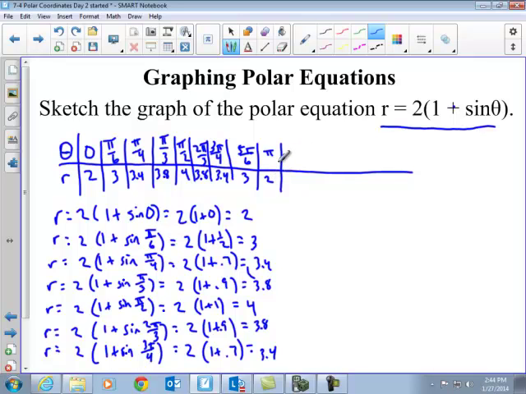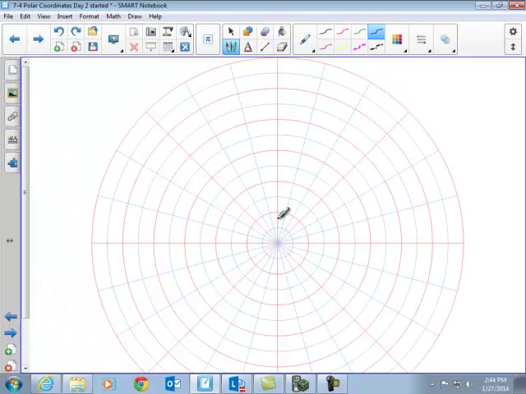So that's only about half of the values from the unit circle. What I'm going to do is plot those points, not on the unit circle, but on the polar graph. My first coordinate was 0, 2. That means I'm going on this 0 radian angle, and I'm going out 2 units.